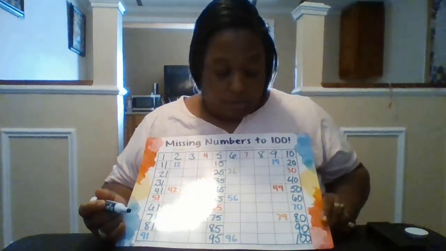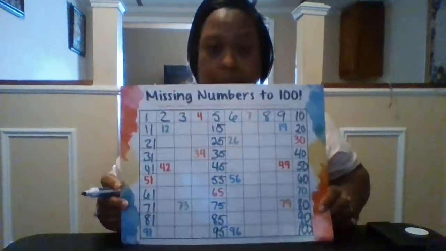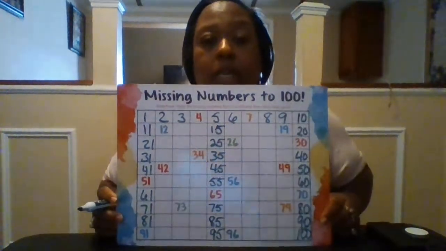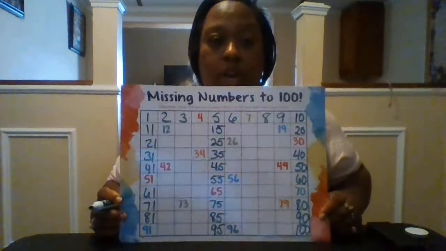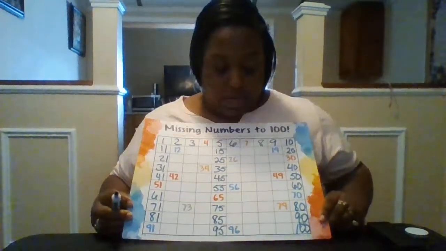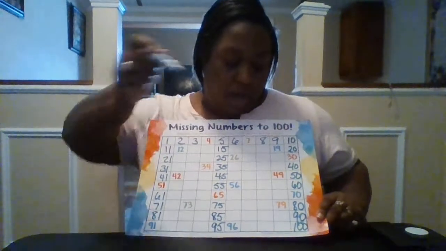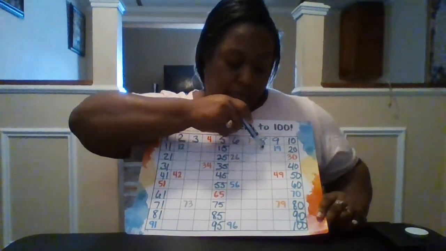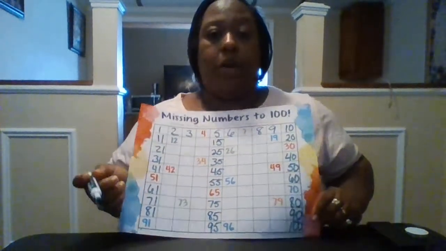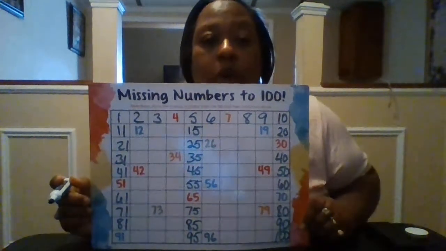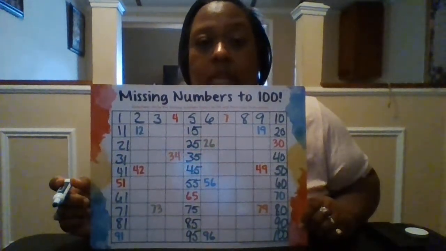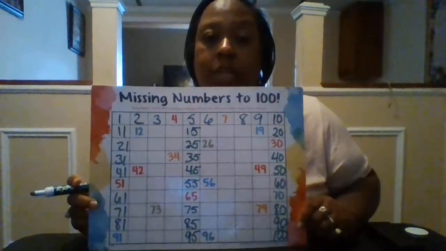Okay. All right. Our question for today. Who can look at the hundreds chart and tell me what number should come here? What number comes before the number 19? Comment below and give me your answer.